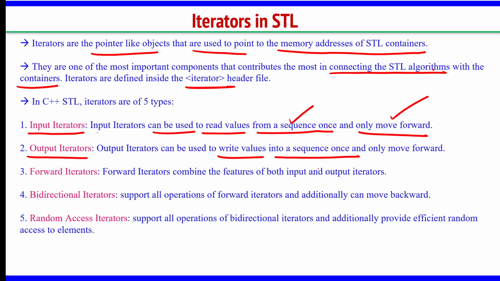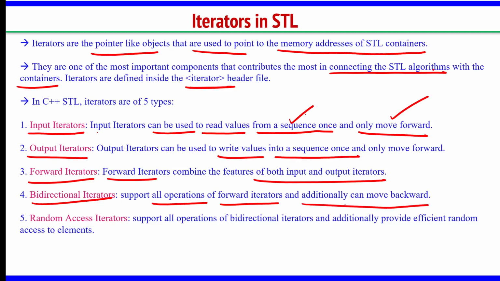Input iterators are to read, output iterators are to write. We will see examples to understand them in detail. Then forward iterators: these combine the features of both input and output. Next one, bidirectional iterators support all operations of forward iterators, and additionally they can move backward also.